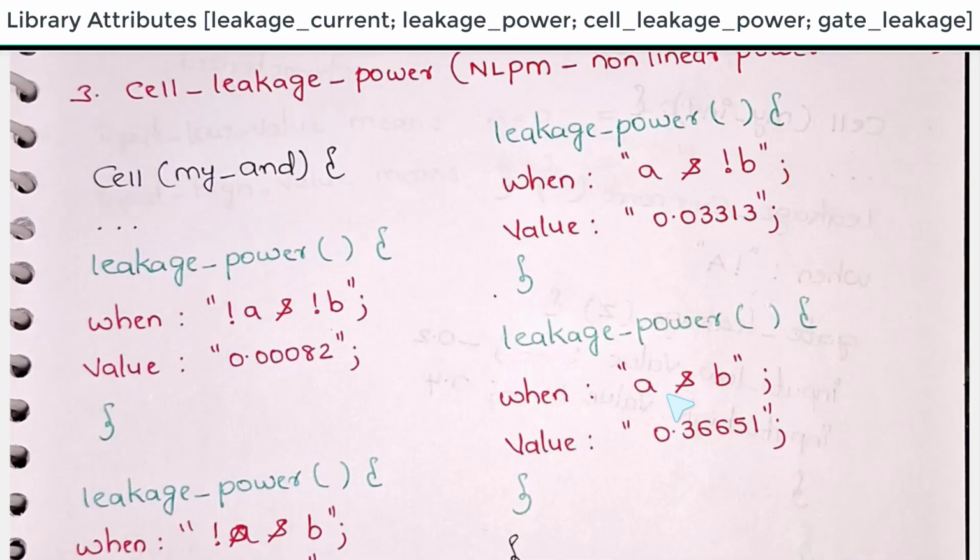And it depends upon the number of variables. As we are going for AND gate, which is a 2 input AND gate, which will have 4 combinations. So that's why we are getting 4 values here.